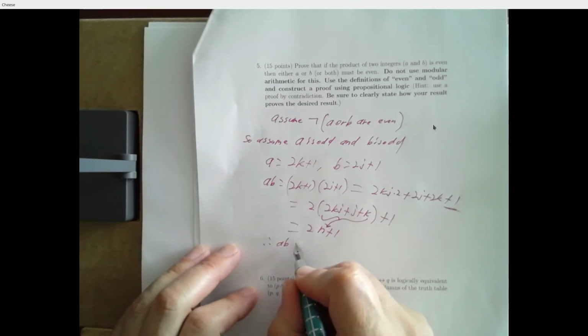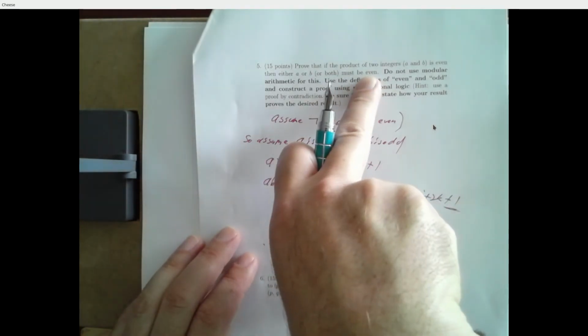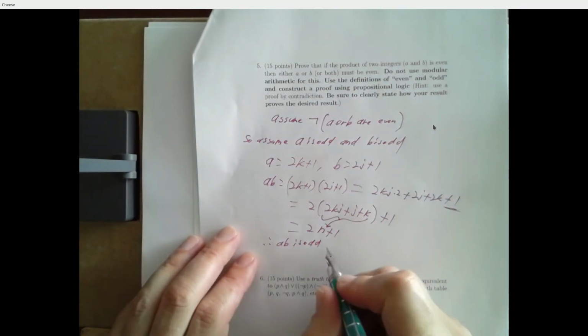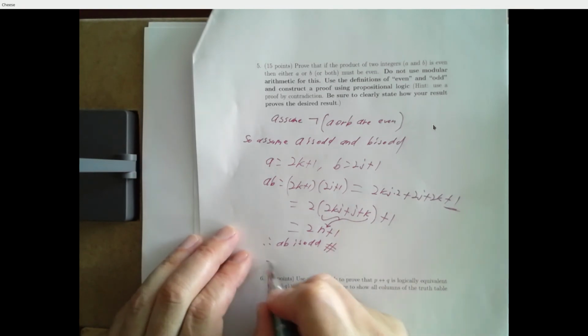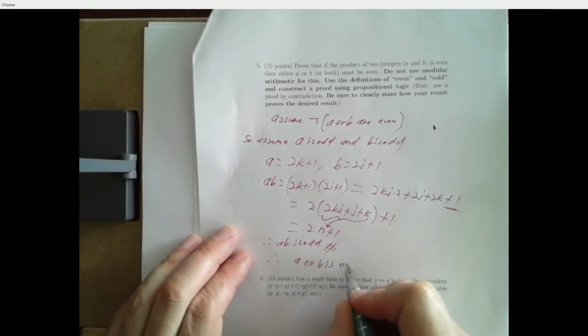Therefore, ab is odd. And our hypothesis was that the product ab is even. So that's a contradiction. Therefore, a or b is even. And that basically gets you the proof.